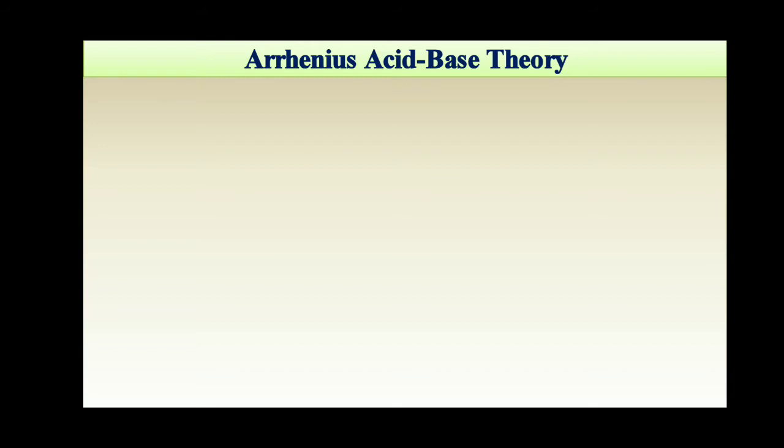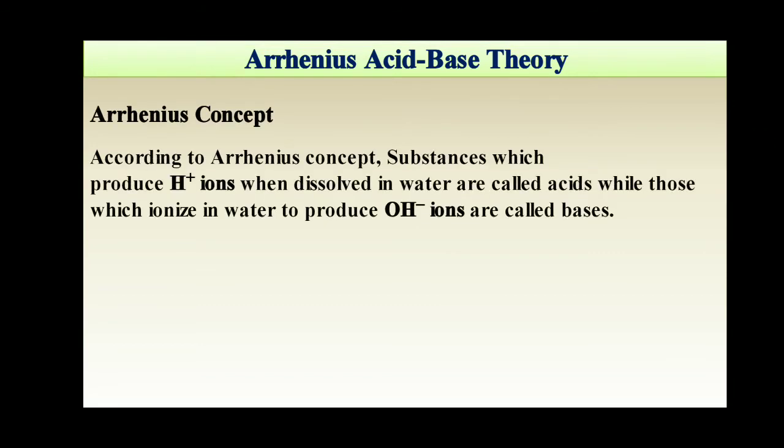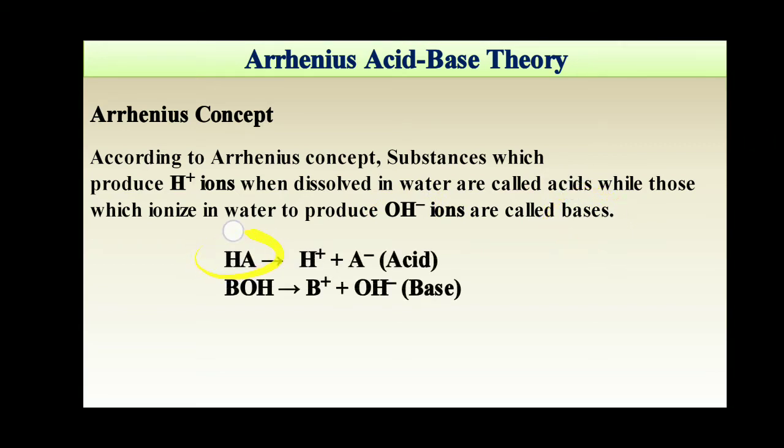I have taken two different theories for the explanation of acids and bases. First, the Arrhenius acid base theory. According to the Arrhenius concept, substances which produce H plus, that is hydrogen ion, when dissolved in water are called acids, while those which ionize or dissolve in water to produce OH minus, that is hydroxide ion, are called bases. So take one sample and dissolve it in water: if it releases H plus ion, you have to understand this is an acid, and if it releases OH minus, the hydroxide ion, then this is a base.